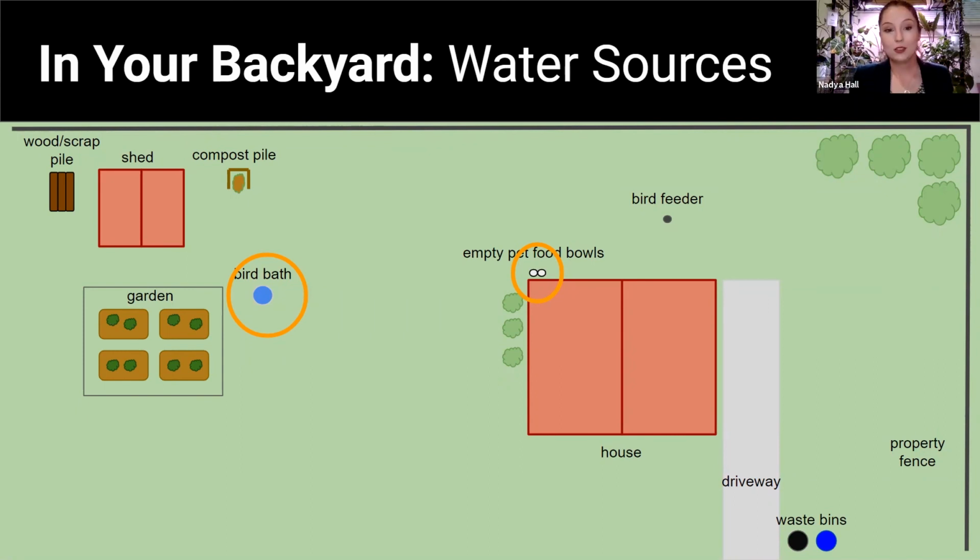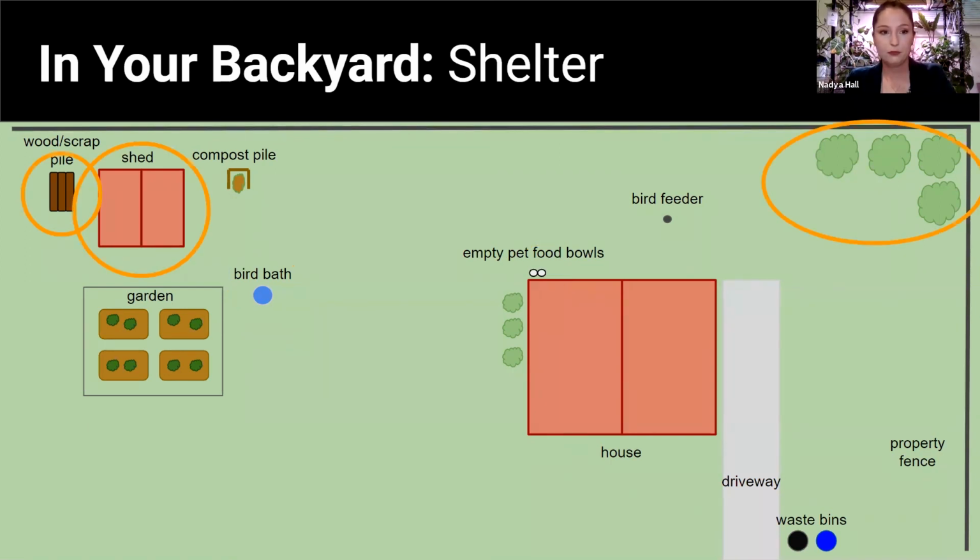But again, what does it do? It might draw the birds, it might draw the squirrels, it might draw the mice, and then in turn, those will draw the larger predators in. So I'm not saying take down your bird bath. I'm sure it's fine. I'm sure there are much better water resources around, but it can give you an idea, when you are looking around your backyard, what it means in a resource level to the wildlife that share your area. Finally, they're looking for shelter.